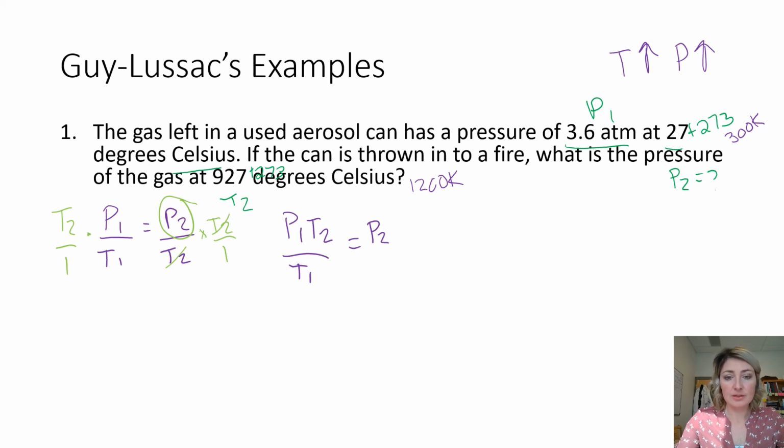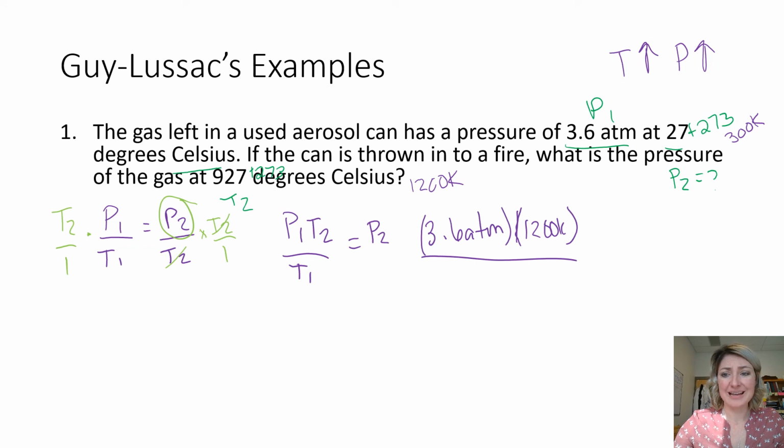Okay, so let's go ahead and fill in our numbers. P1 is 3.6 atmospheres, and that is 3 times the atmospheric pressure of what you're feeling right now. The atmospheric pressure is 1, so that's 3 times that. That's amazing. And we're going to multiply this by T2, which is 1200 Kelvin, and we are going to divide it by T1, which was 300 Kelvin. Kelvins will cancel, leaving me with atmospheres, which is good because I'm looking at pressure. And now we expect the pressure to be more than 3.6 atmospheres.